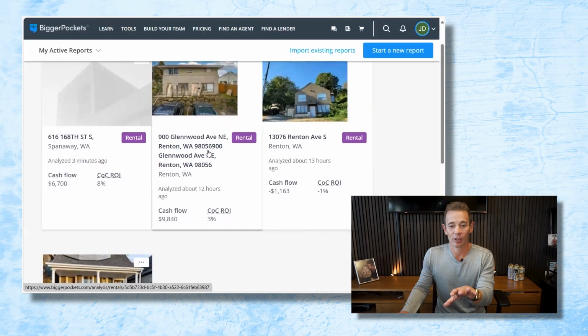Once you're done with the report, you save it and it goes into My Active Reports. What My Active Reports does is it saves every potential property that you've underwritten. You get to keep it in front of you. So at any time I can revisit a property.